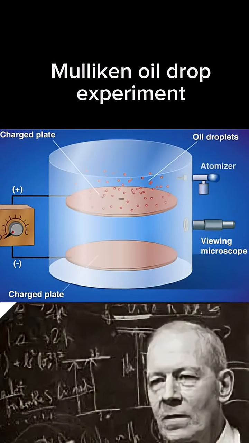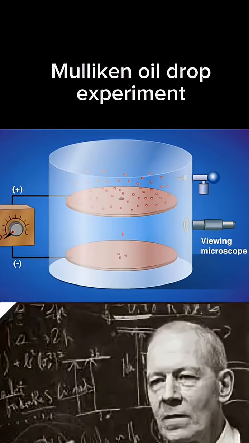Some of the tiny oil droplets fell through the hole in the upper floor, and Millikan was able to determine the mass of an oil drop from its terminal velocity. Next, Millikan used an X-ray source to ionize gas molecules in the chamber. Electrons from this ionization process adhered to the oil droplets. The oil droplets now carry a negative charge.